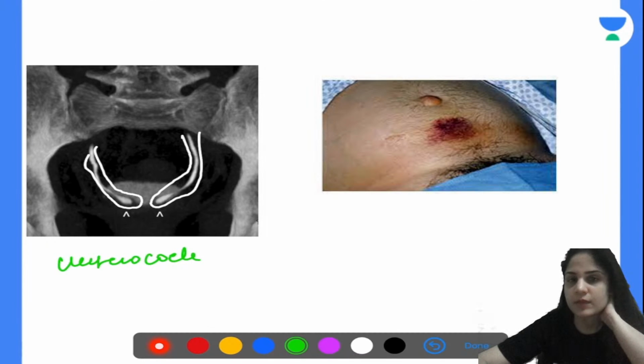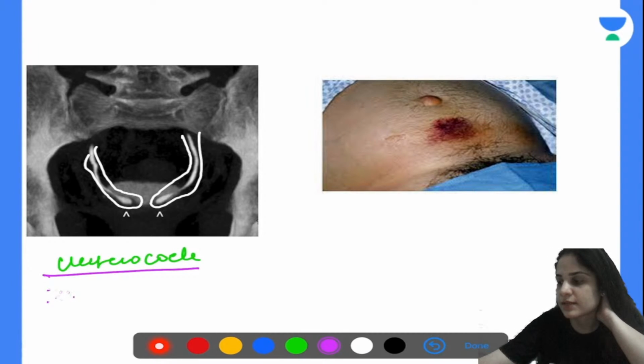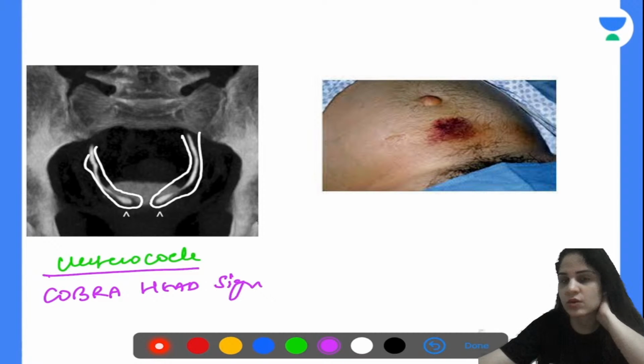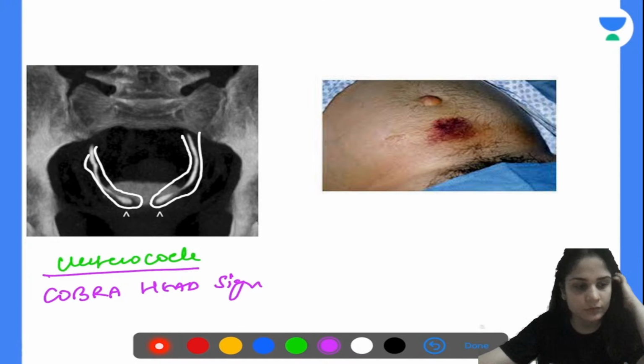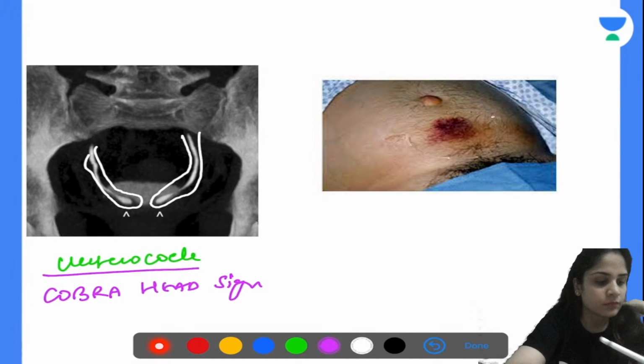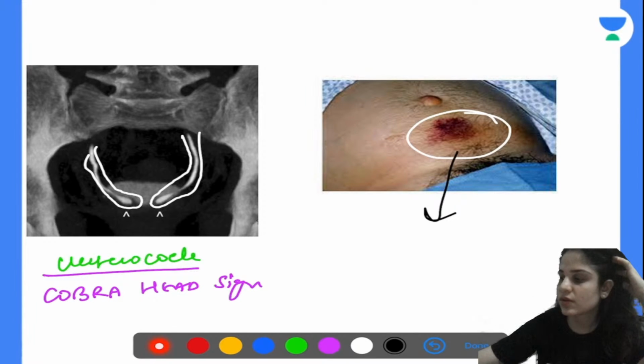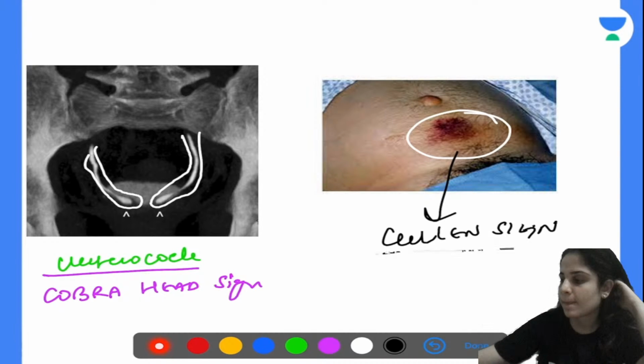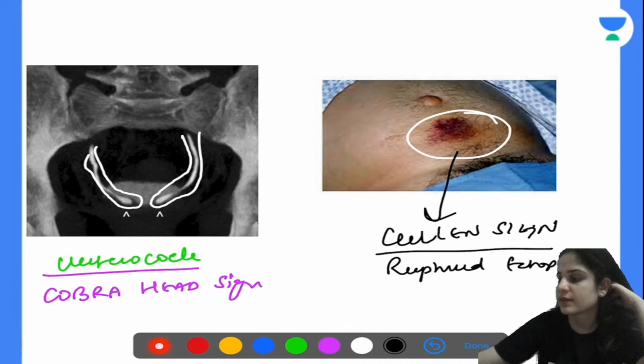Alright. Okay, now the next sign that you can see over here is ecchymosis around the umbilicus. What is this ecchymosis around the umbilicus called? Yes, very good BPR. So this is called your Cullen sign. Okay, and Cullen sign is seen in which case? It is seen in ruptured ectopic pregnancy. It is also seen in hemorrhagic pancreatitis.